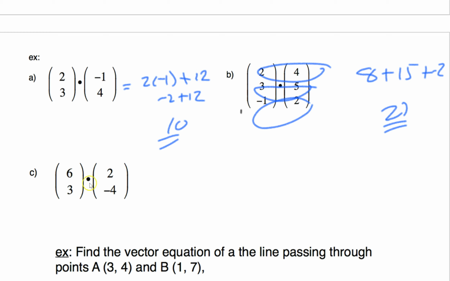Right, same thing here. Dot product, you just multiply these two, so I get 12, plus multiply these two, -12, and you get 0. Yes, that's perpendicular, or a right angle. So you know these two vectors are perpendicular, because when you dot product, you got a 0.